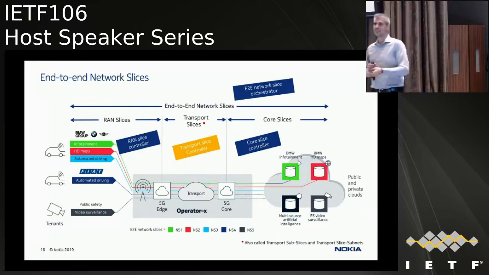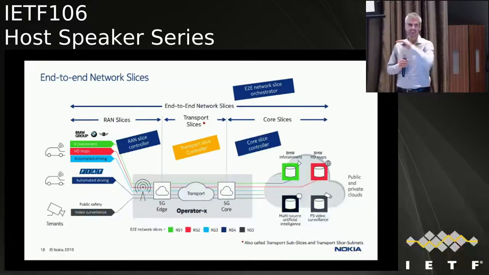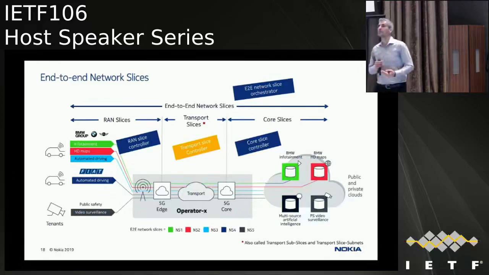And the important aspect here is the only context for the end-to-end is at the very top. Any other context that you see here, they are not end-to-end. I cannot expect transport to be end-to-end, RAN to be end-to-end, or core to be end-to-end. So this is basically the important aspect.